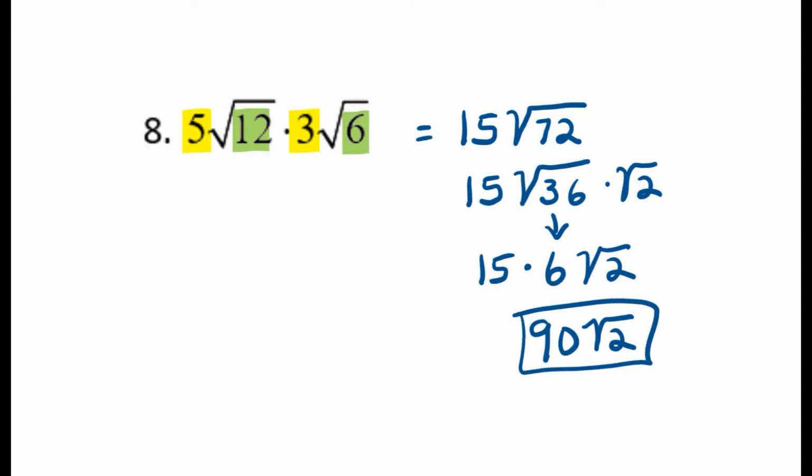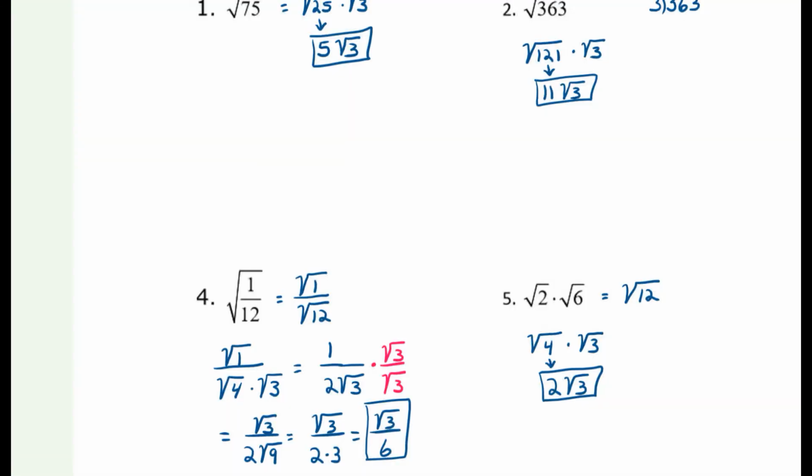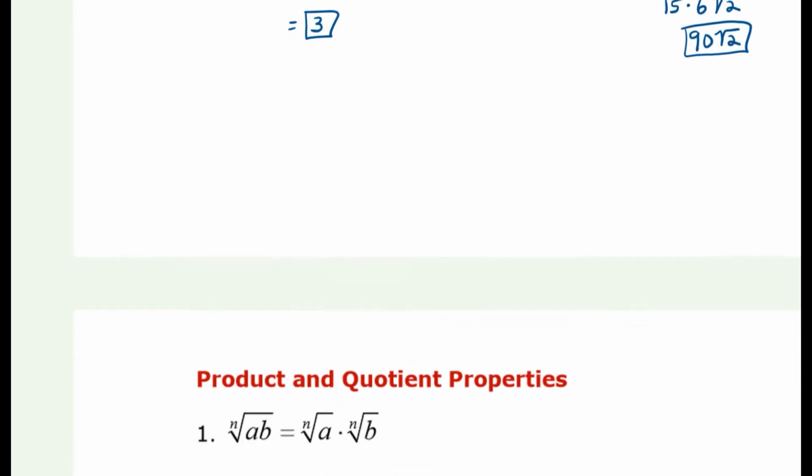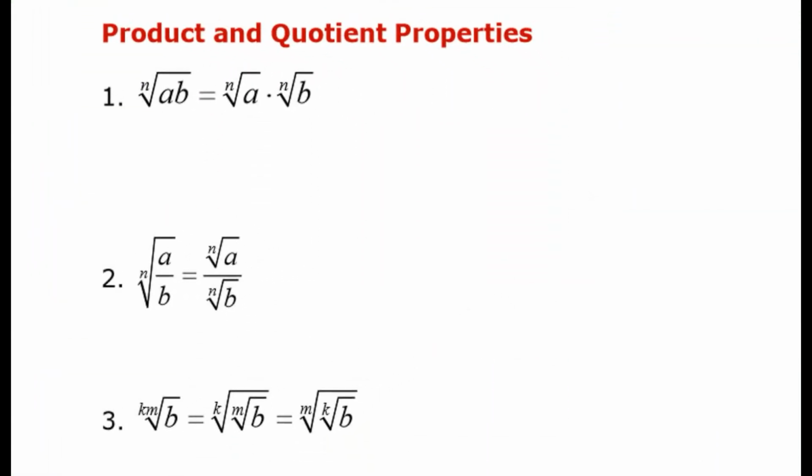All right, so we're going to look at the properties, some of which we have just used, but we're going to look at them in a summary format. And these are the product and quotient properties. And we've been using, in particular, 1 and 2, and then we're going to introduce 3.